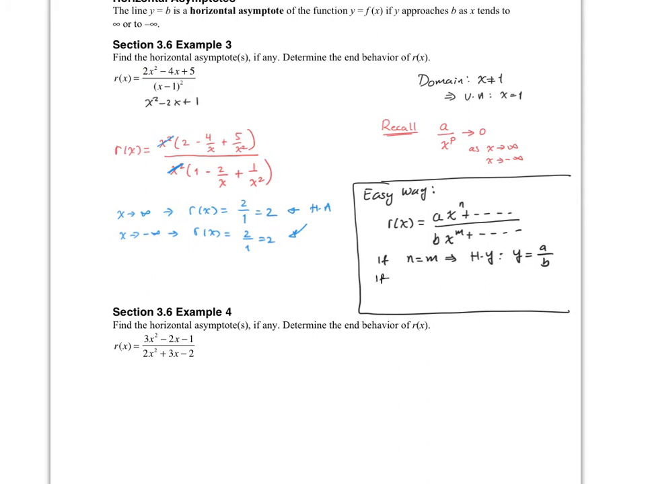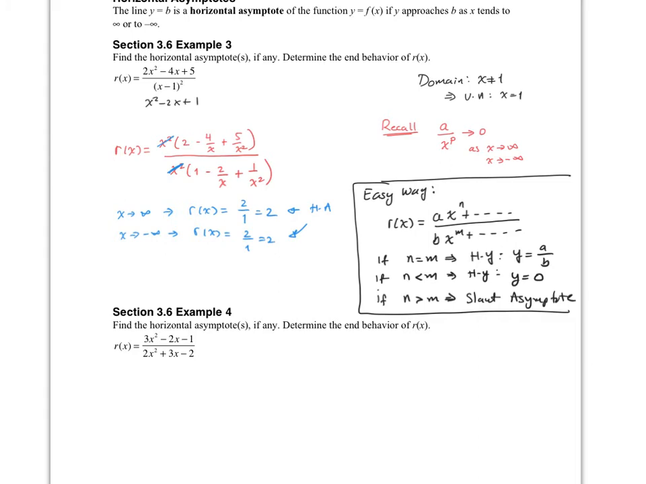Now, if n is less than m, which means the one on the bottom is bigger, this is actually the easiest one of all, then the horizontal asymptote is always going to equal 0. The issue is going to be when the top is bigger than the bottom, then you're going to get a slant asymptote, and you have to do a little more work, okay? But if the degrees are the same, you just divide the coefficients.